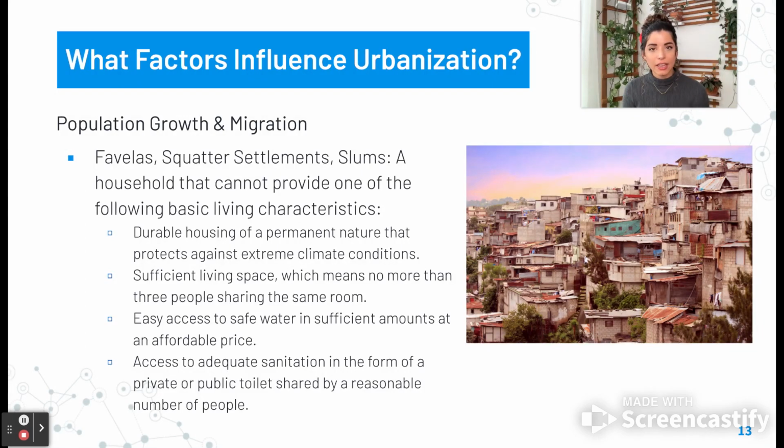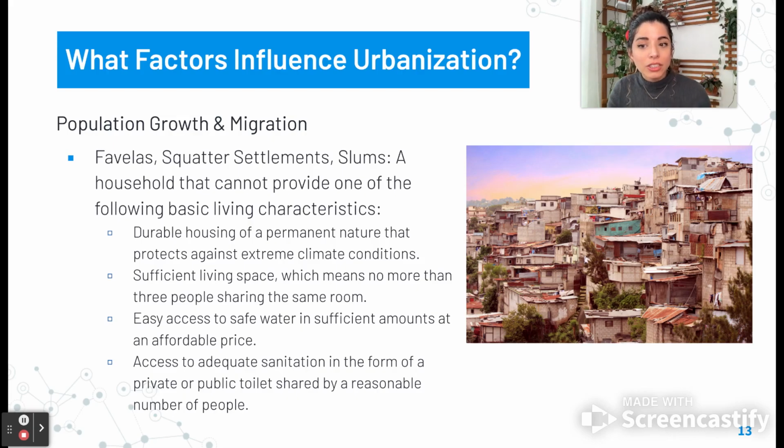So other factors that deal with migration and population growth has to do with something that we call favelas or squatter settlements or slums. These are characterized by a household not being able to provide one of the basic living characteristics. That includes durable housing that's permanent to where climate conditions don't affect it. Also sufficient living space, so no more than 3 people per room. Easy access to safe water in sufficient amounts and at an affordable price. Unfortunately, that is not the case everywhere. And then access to adequate sanitation in the form of a private or public toilet shared by a reasonable number of people.